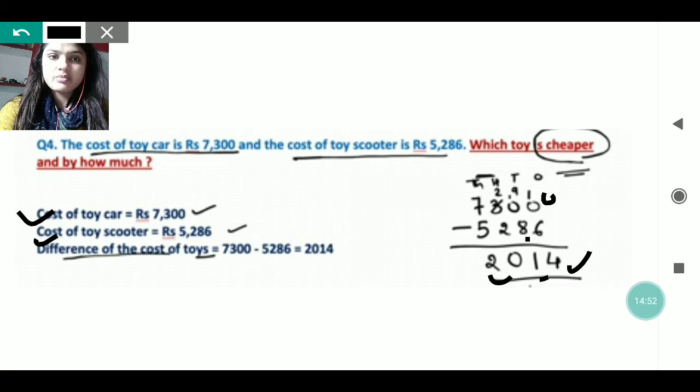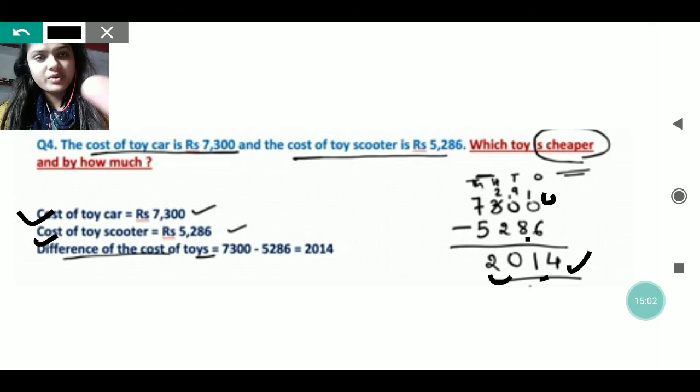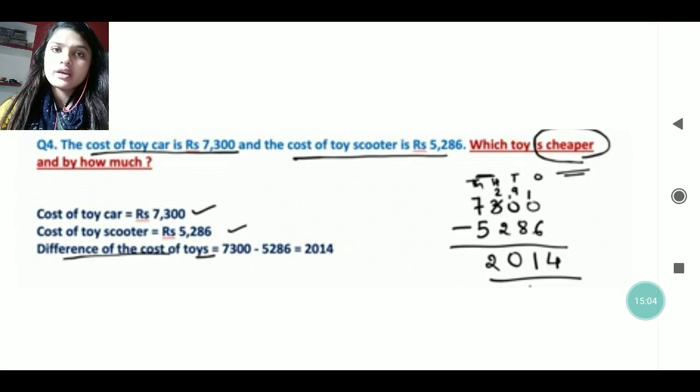So which one is cheaper, my dear? The toy scooter is cheaper than the toy car. And how much is it cheaper? It is 2014 rupees cheaper than the toy car.